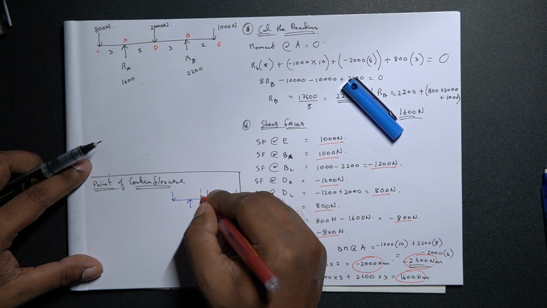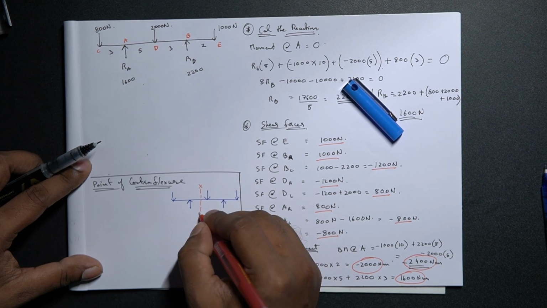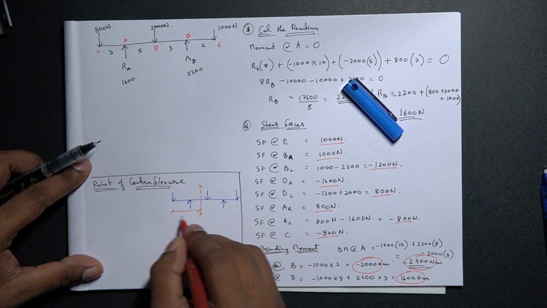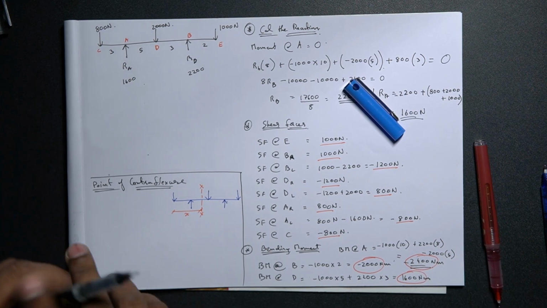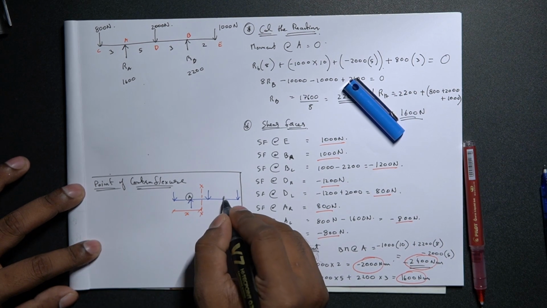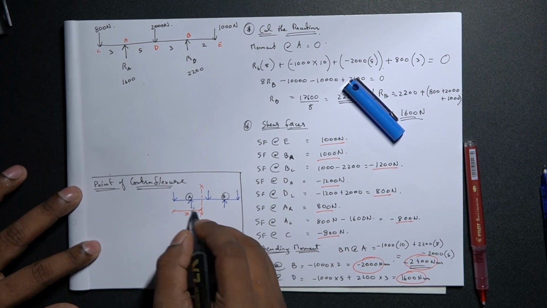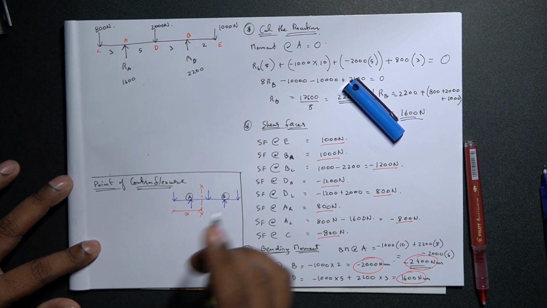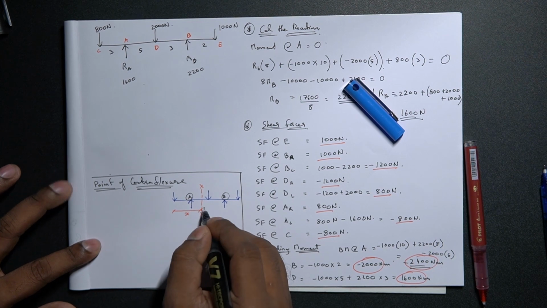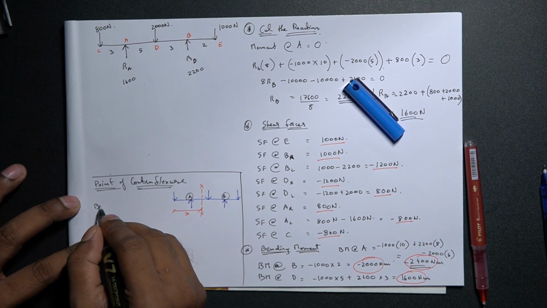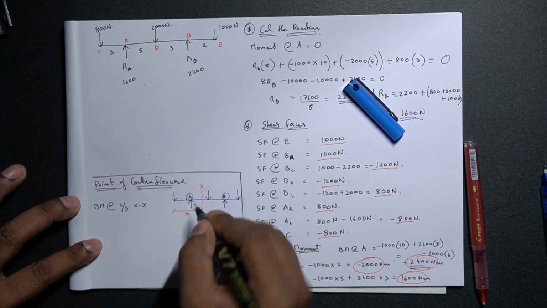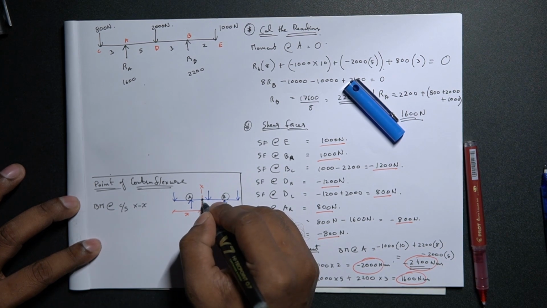And let's consider a section XX, just like your previous examples, at a distance of small x. This is A and this is B. From support A, let us identify where exactly the bending moment is happening with respect to support A and section XX. So the bending moment at cross section XX, that is this, we are trying to find the bending moment at this point.